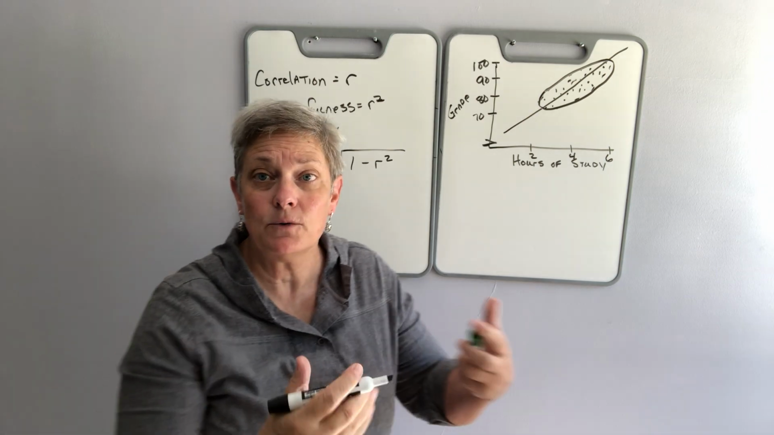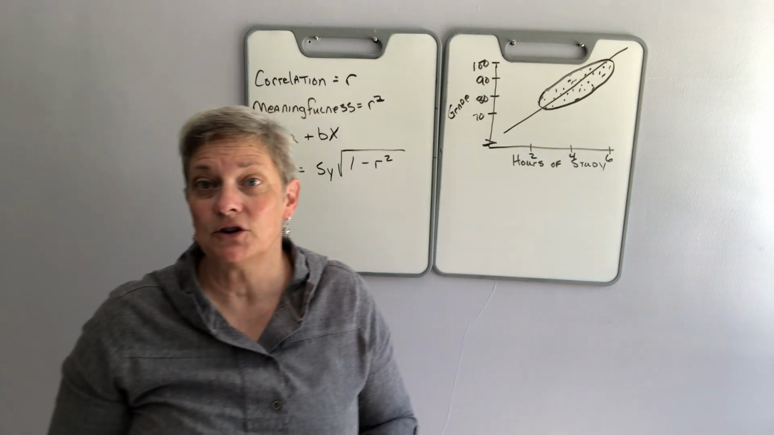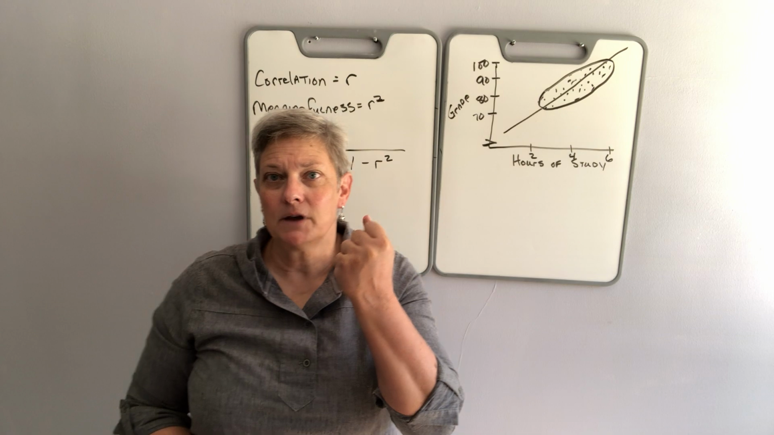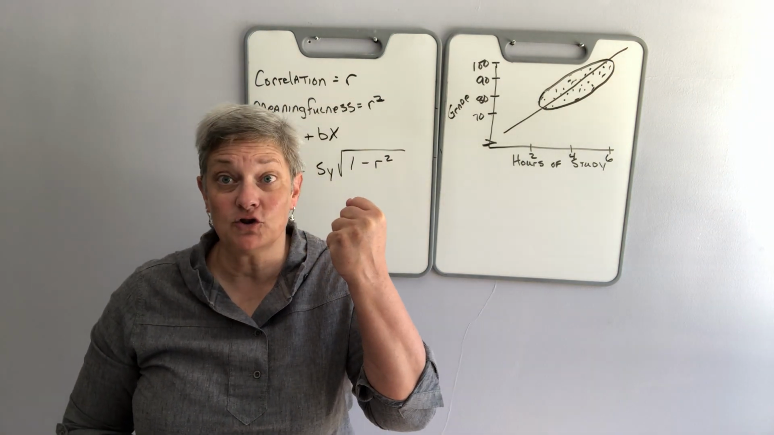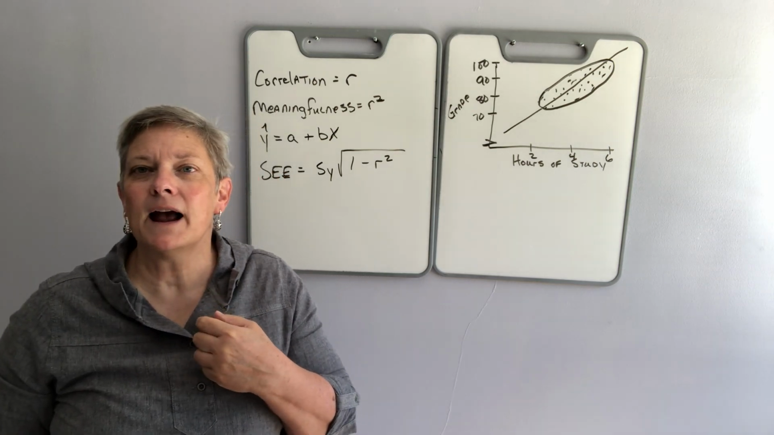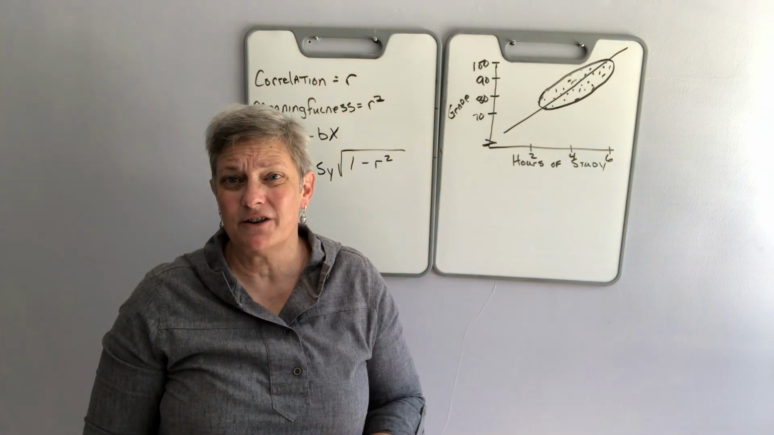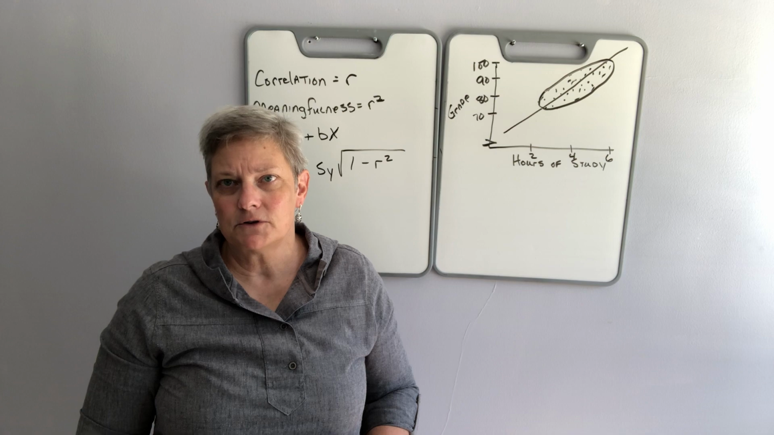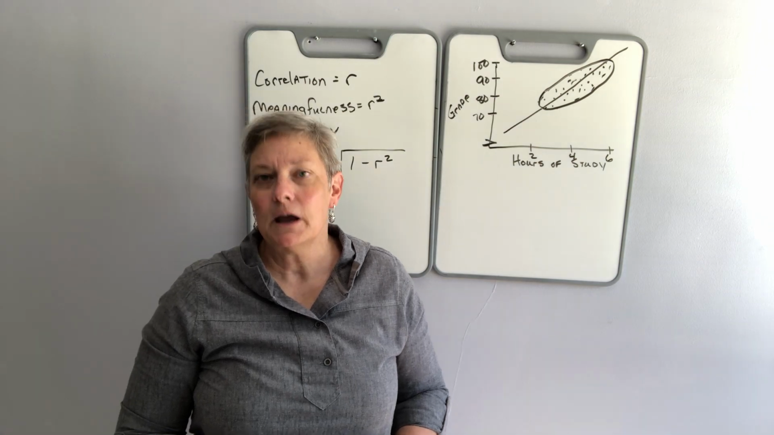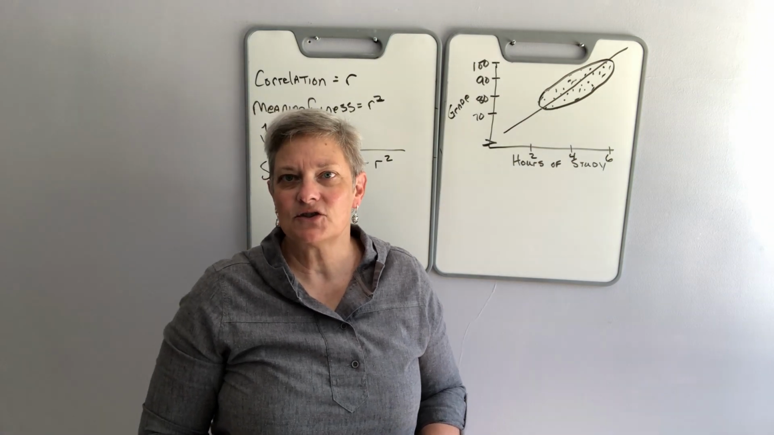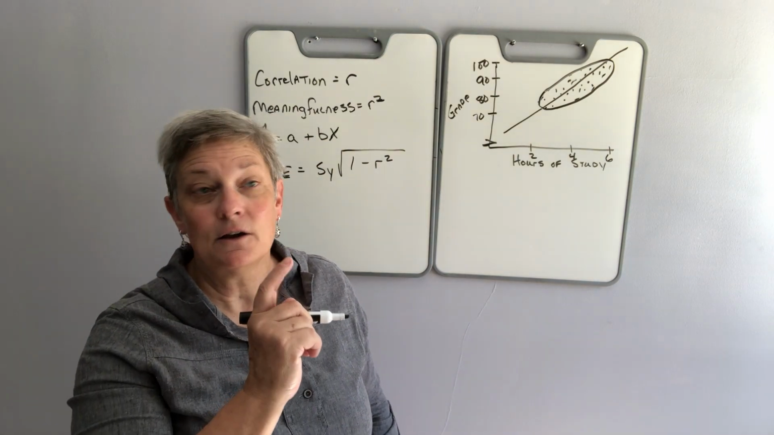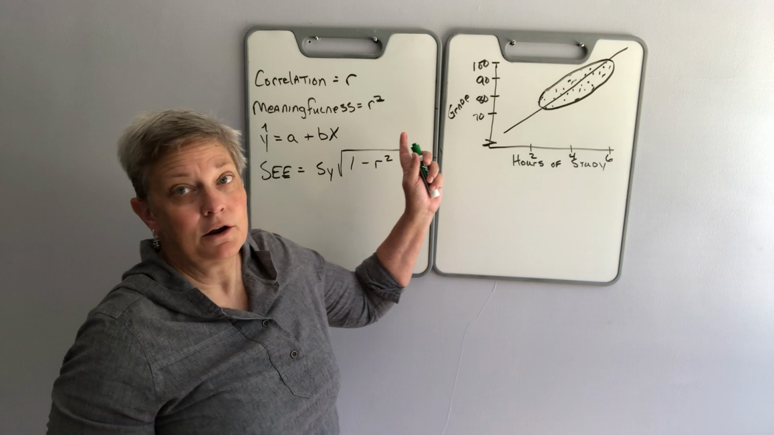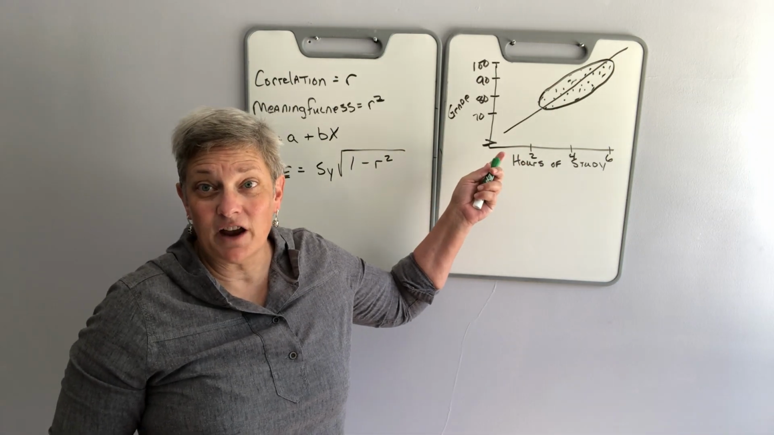Just like we did with mean and standard deviation, we get a mean, which is the average of all the scores. And then we had the standard deviation. The standard deviation was the average distance to the mean. That's the average distance to the mean. It works the same way, surprisingly, with our line, our prediction line.